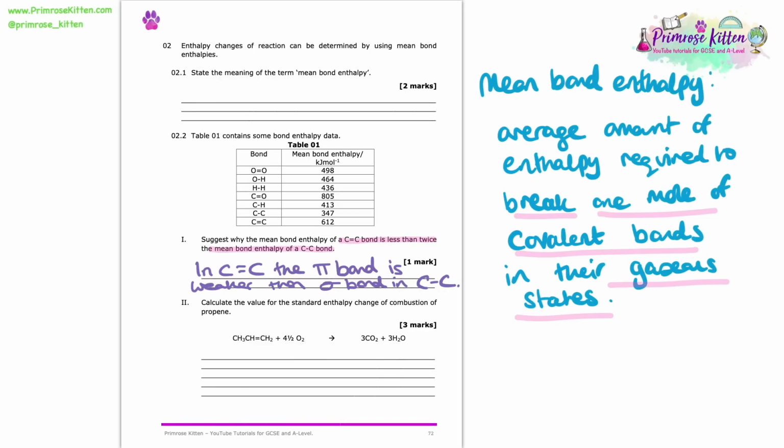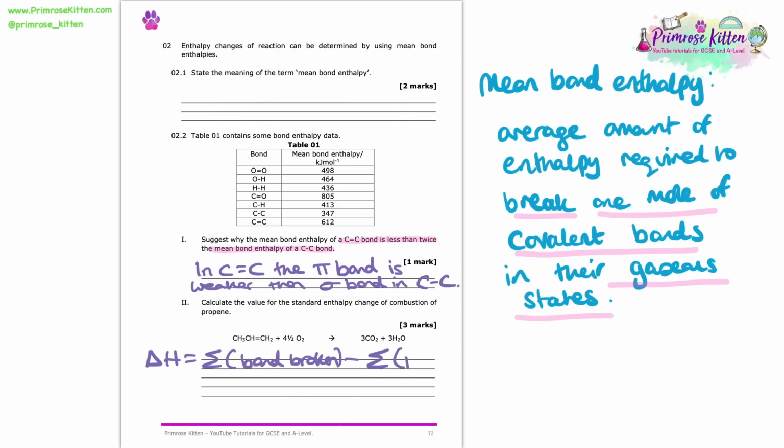So next up, we're asked to calculate the value for the standard enthalpy change of combustion of propene in this particular reaction. So we need to know that to work out bond enthalpy using this method, we need to work out the sum of all the bonds broken and all the bonds made. And our enthalpy change is going to be equal to the sum of the bonds broken minus the sum of the bonds made.